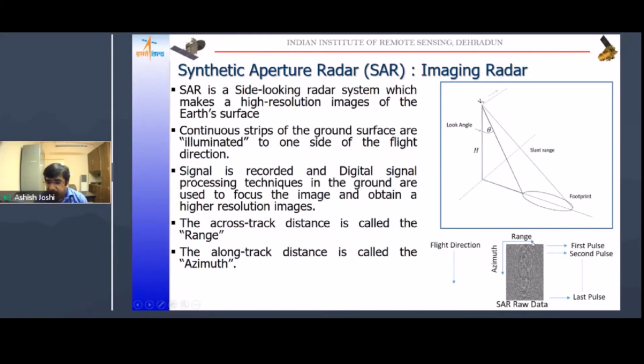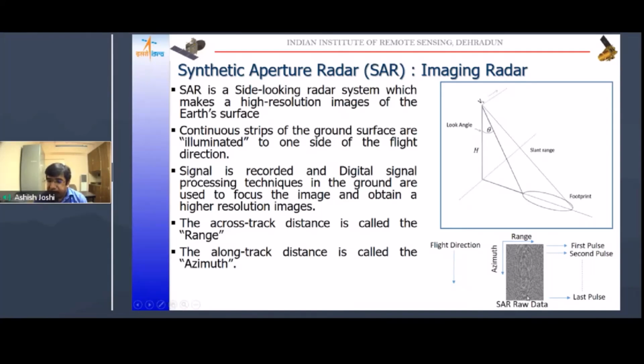This is called the range direction. This is called the azimuth direction. This is the flight direction. So this is range, this is azimuth. And how is the data acquired? First pulse it will receive, then second pulse. Pulse means electromagnetic radiation energy. Because it is in digital numbers, we get the first pulse, second pulse, third pulse, fourth pulse, like that. We can get this data.